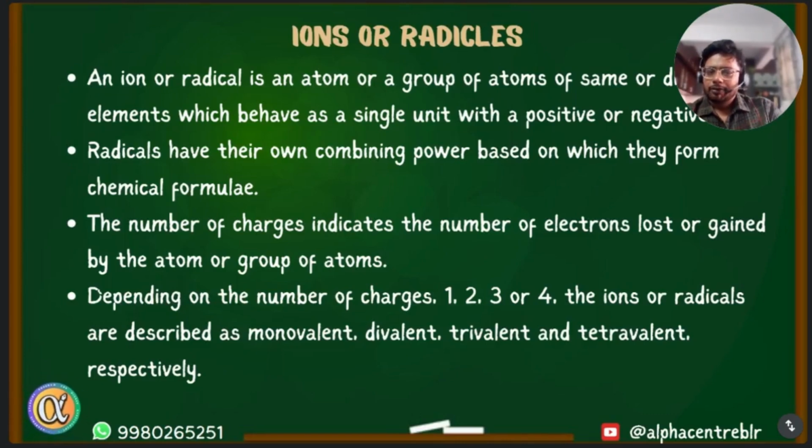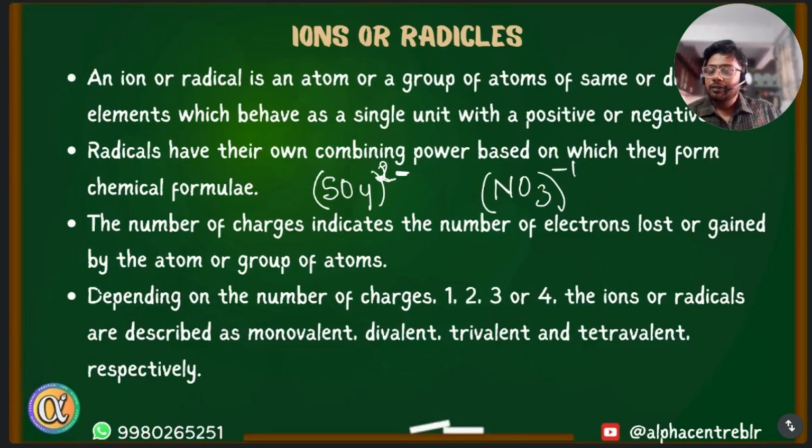Radicals have their own combining power, based on which they form chemical formulas. An example of such a radical is sulfate. The sulfate formula, you're familiar, is SO4. It is not made up of one single atom, but of a group of atoms, and together they have a combining capacity, taking two electrons. Similarly, another radical is nitrate, NO3, 1 minus. It has 1 nitrogen, 3 oxygen, and together a valency of -1.